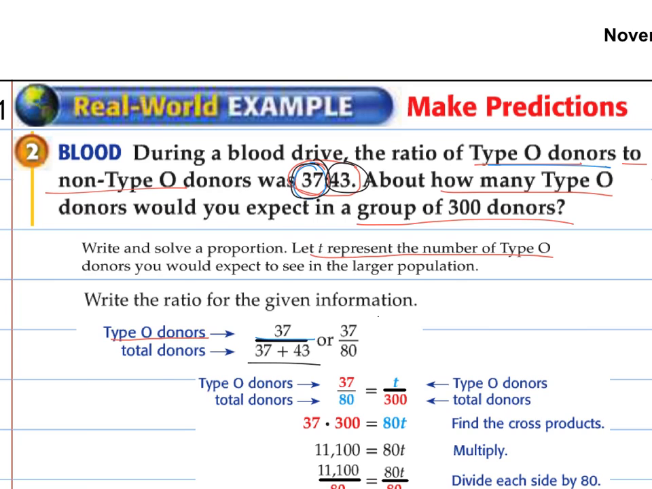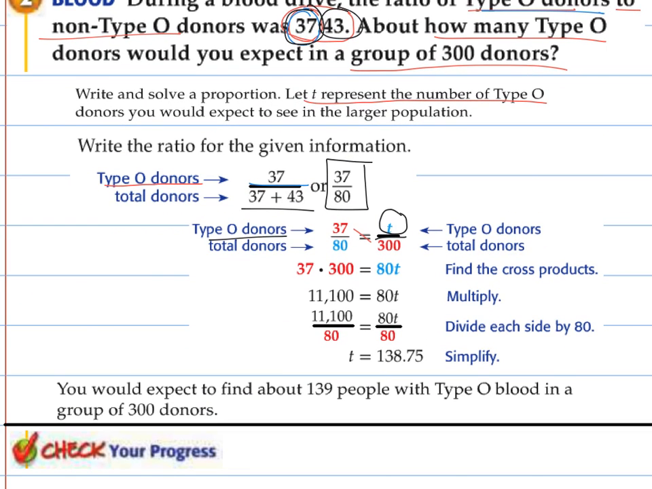So that means we know that 37 of the 80 were type O. So 37 of the 80 should be equal to how many type O out of 300? So we do our cross products, 37 times 300 and 80 times T. And we get 11,100 is equal to 80T. Divide each side by 80, because 80 divided by 80 gives you 1T. And 11,100 divided by 80 gives you 138 and 75 hundredths.